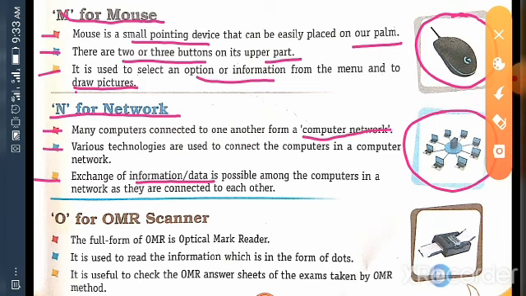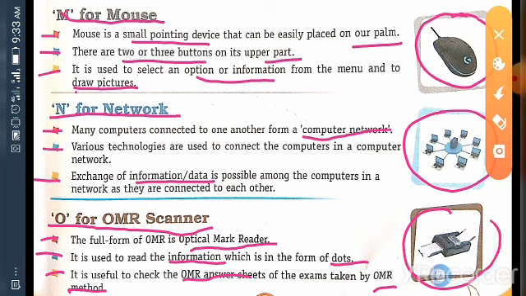Okay, now our next alphabet is O for OMR scanner. First one, the full form of OMR is optical mark reader. Second one, it is used to read the information which is in the form of dots. Third one, it is useful to check the OMR answer sheet of the exam taken by OMR method. Okay, now see, this is OMR scanner.